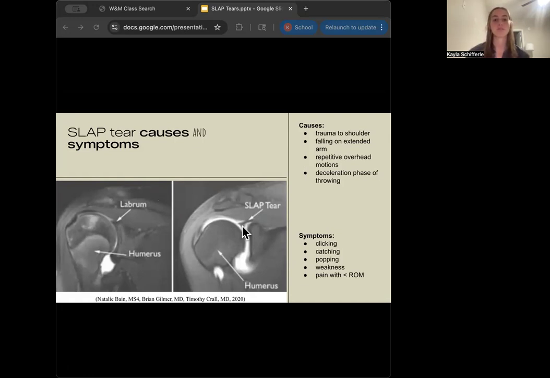SLAP tears are caused by any sort of trauma to the shoulder. This could be repetitive overhead motions that result in overuse injuries or landing on an arm while the shoulder's in extension. Clinical symptoms of a SLAP tear may include clicking, popping, or catching motions, as well as weakness, feelings of overall instability, and pain with a decreased range of motion.